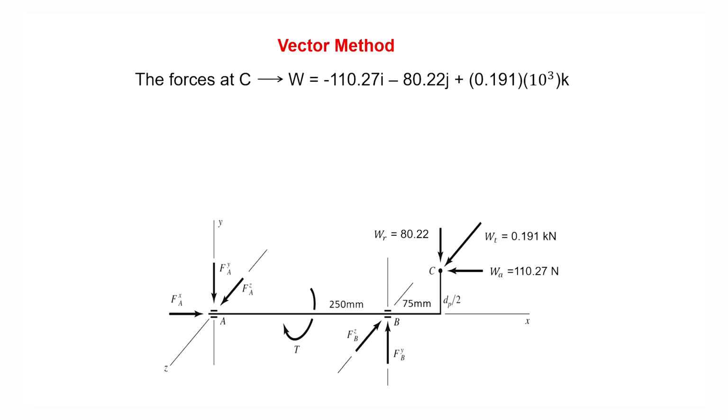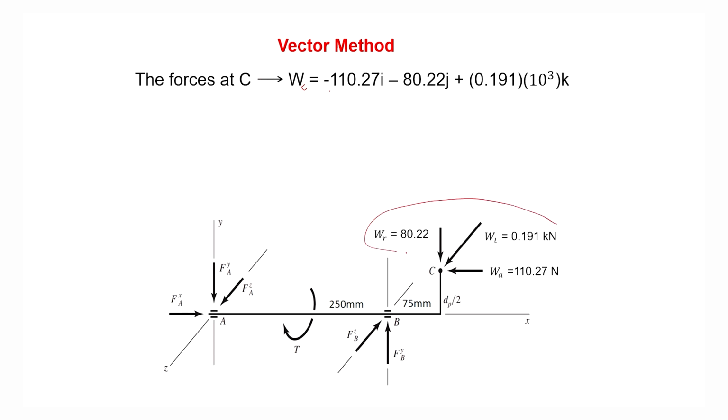You can solve this problem by applying the vector method also. In that case, we find the force vector at C, which is Wc. It is given by minus 110.27 i, since it acts in the negative x direction. In the negative y direction, Wr is acting, so minus 80.22 j. The transmitted force acts in the positive z direction, so 0.191 into 10 to the power 3 k. This is the force vector at C.